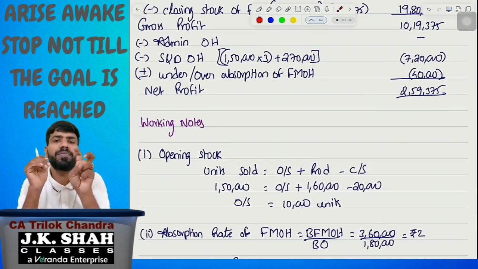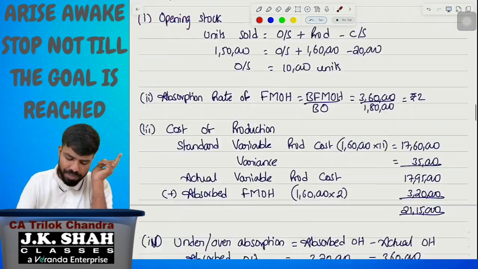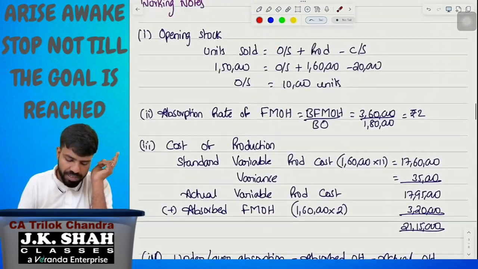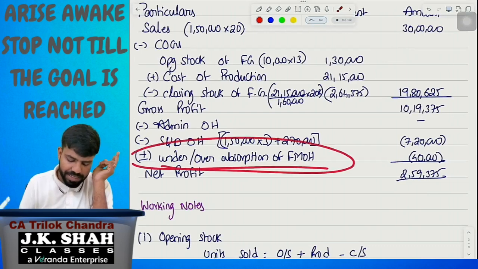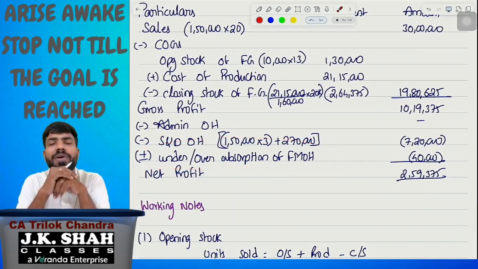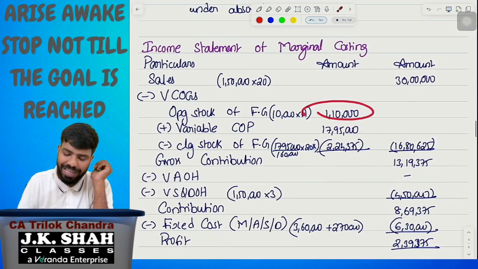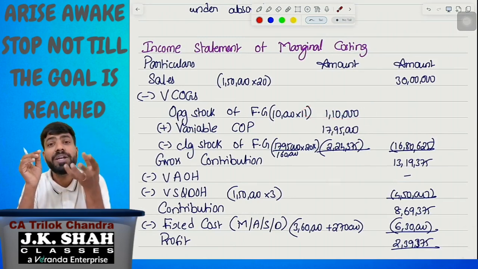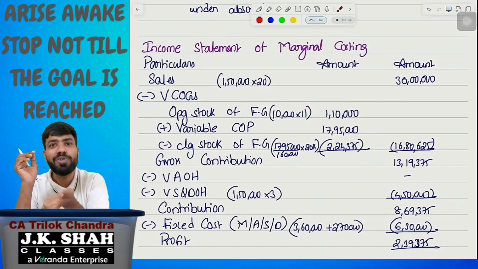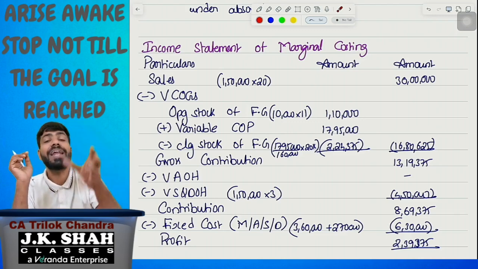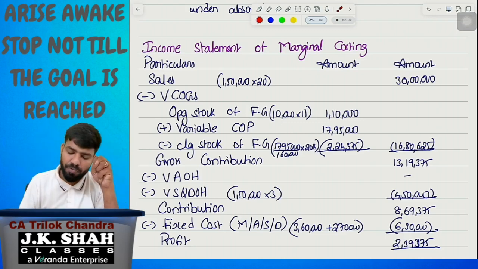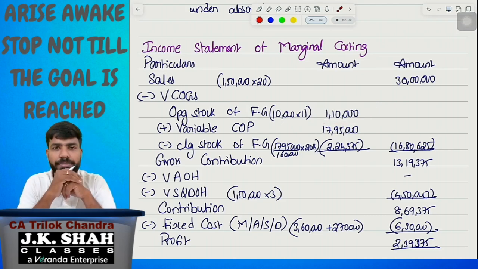The 20,000 gap is because of two reasons. One is because of under or over absorption, and one more is because of the stock valuation. Under or over absorption is already adjusted. That is not the reason. The only reason is stock valuation. Look at here. Opening stock is shown 1,30,000, whereas here how much did they account? Only 1,10,000 accounted. Opening stock is to be accounted 1,30,000, but what they accounted is only 1,10,000. There is an under accounting or under valuation of opening stock in the marginal costing.